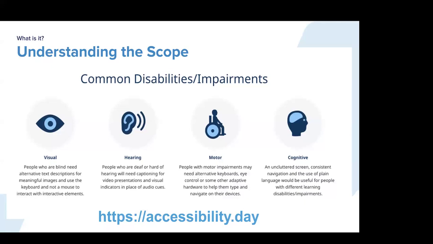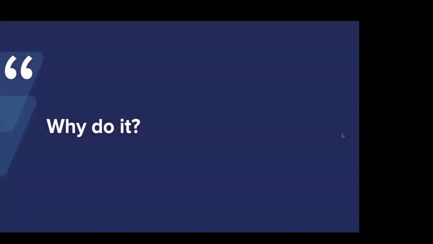It's also important to understand the scope. So when we're talking about accessibility, we're talking about assistive technologies. We have a large target demographic that uses assistive technologies to help with visual impairments, hearing impairments, motor impairments, and cognitive impairments. So important to understand the scope.